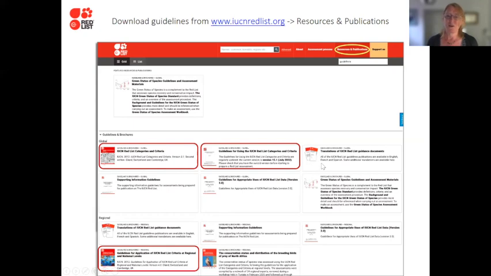We do have some of these documents in other languages. So we've got them in French and Spanish. I very recently uploaded the Red List guidelines in Portuguese as well, thanks to the Centre for Species Survival in Brazil. So yeah, all those guidelines are there in one place.